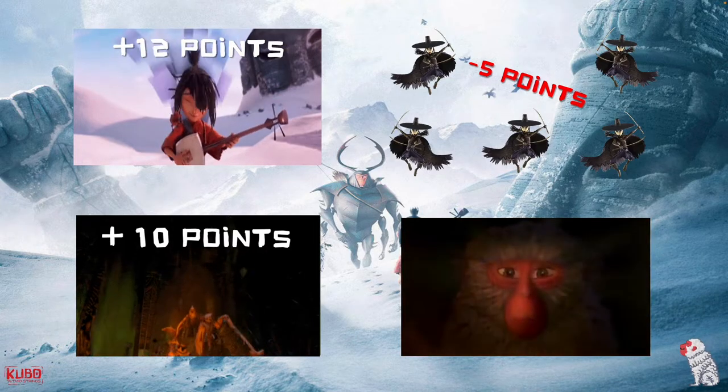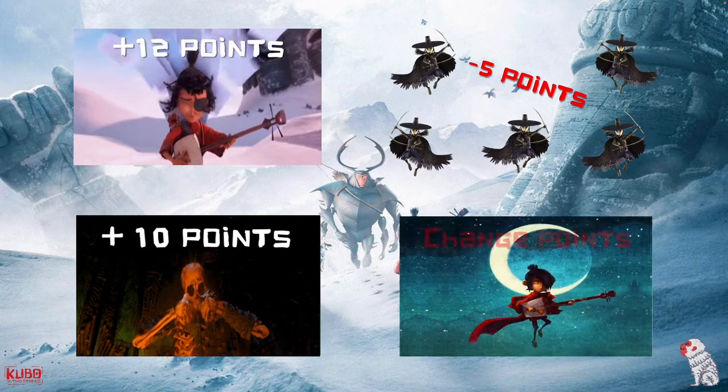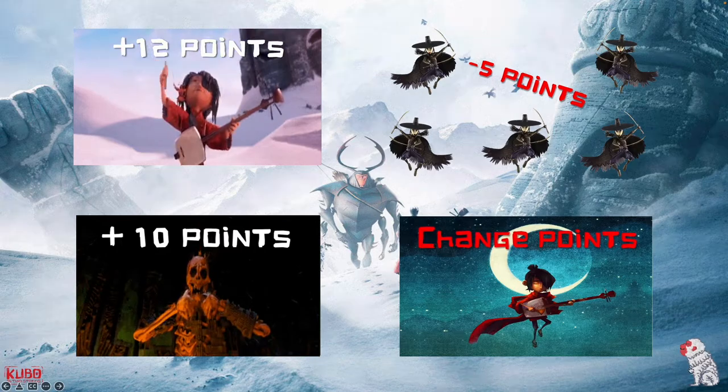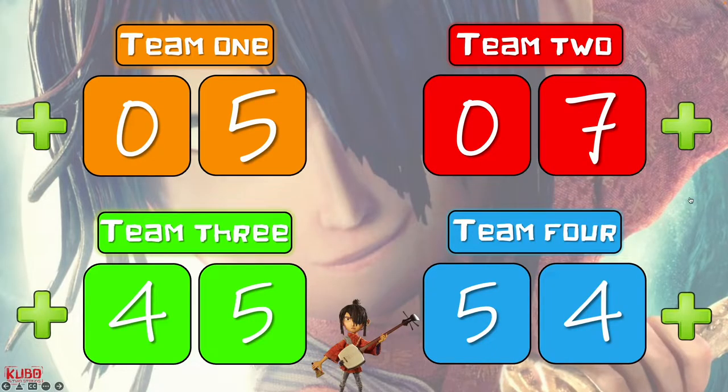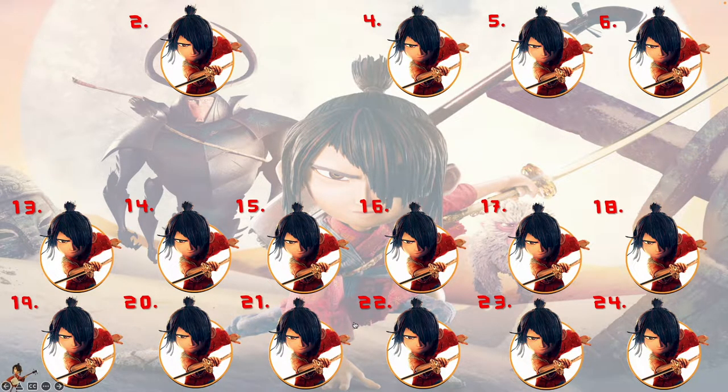So this one is the change points. Edited a shorter video file for this one. Change points, and then click on the background, or you can click on monkey if you want to, and that will take you back to the points counter. You've got the plus and minus option there available if you need it. Click on Kubo or the background to go back to the main question slide.